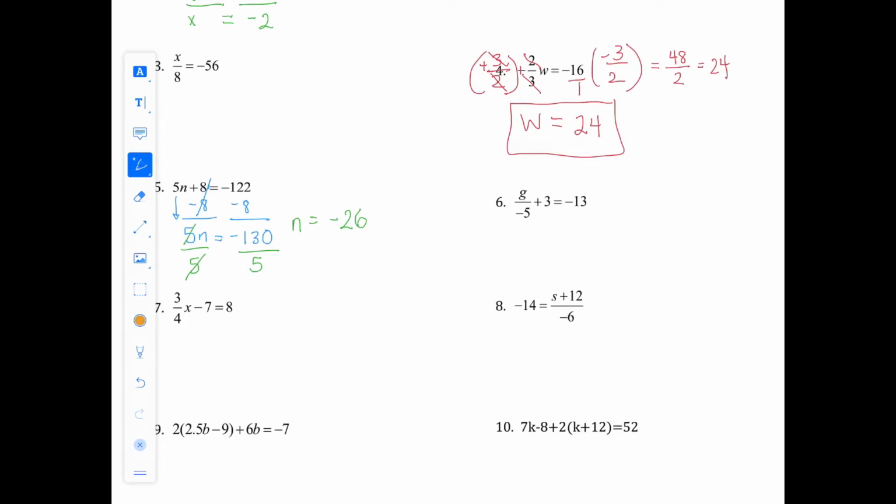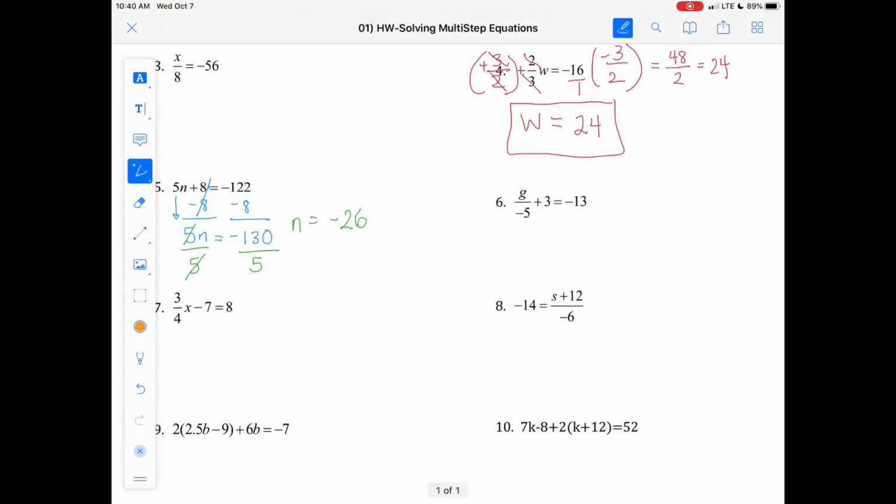Now 6 might look different, but you know what I'm going to do here? I'm going to rewrite this, folks, as negative 1/5 g plus 3 equals negative 13, because g divided by negative 5 is the same as negative 1 over 5 times g. So I just rewrote that first term.